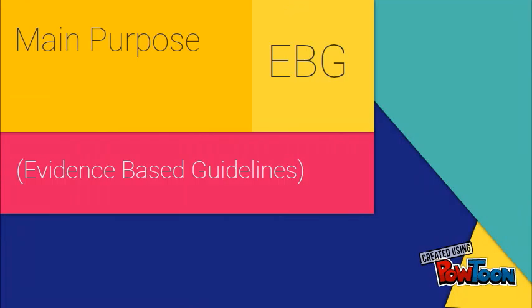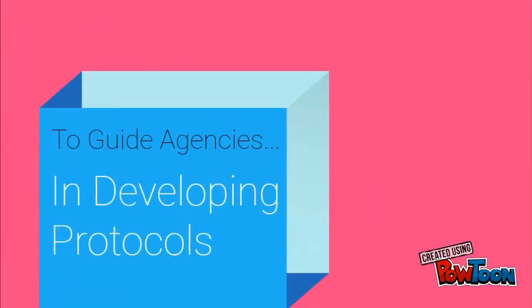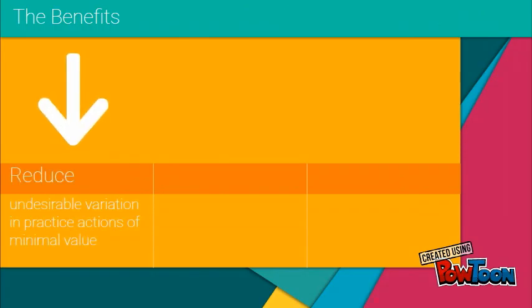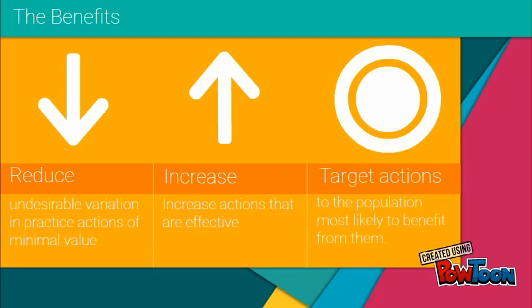The main purpose of evidence-based guidelines, often abbreviated as EBG, is to guide agencies in developing protocols specific to their setting. Some of the benefits of evidence-based guidelines is to reduce undesirable variation in practice and actions of minimal value, to increase actions that are effective, and to target actions to the population most likely to benefit from them.